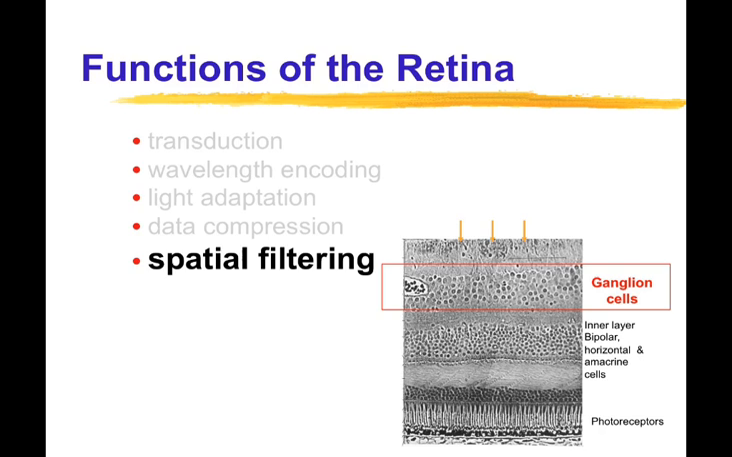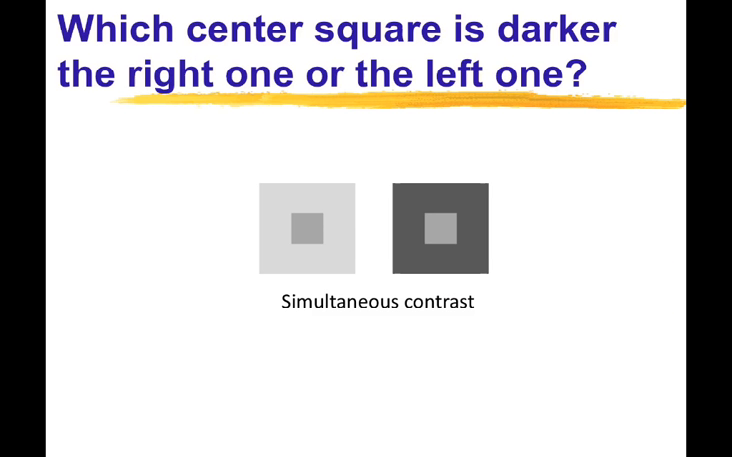What do I mean by spatial filtering? Okay, I'm going to show you an illusion. This illusion is called simultaneous contrast. And basically, the question is the following. Which of these squares, this square or this square, is darker?